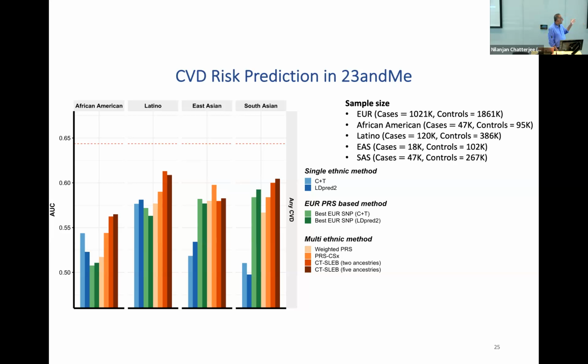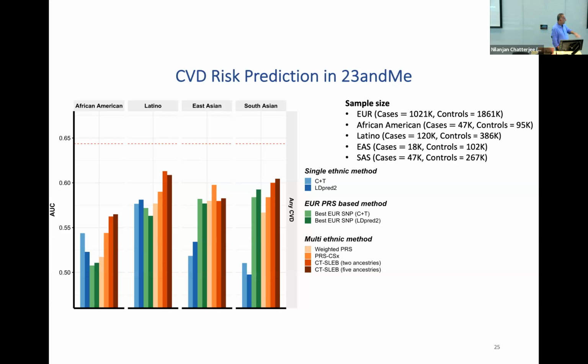The next one is the multi-ethnic method, where you are actually borrowing instead of using one versus the other. The first one of them is the weighted PRS, where you generate the individual PRS and then combine them with a weighting approach. The one after that is PRS-CSx, that's the Bayesian method. And then the last two methods are the new method we propose, the CT-SLEB. There are two versions of it, based on whether you combine the 5 ancestry data all together, or you just combine that particular ancestry with the European ancestry and analyze 2 at a time.